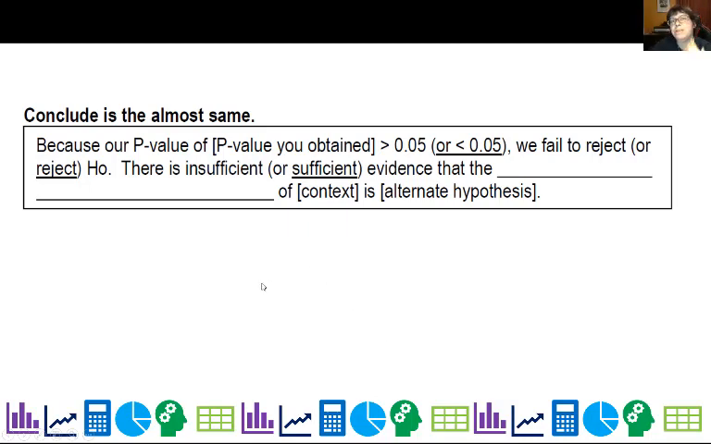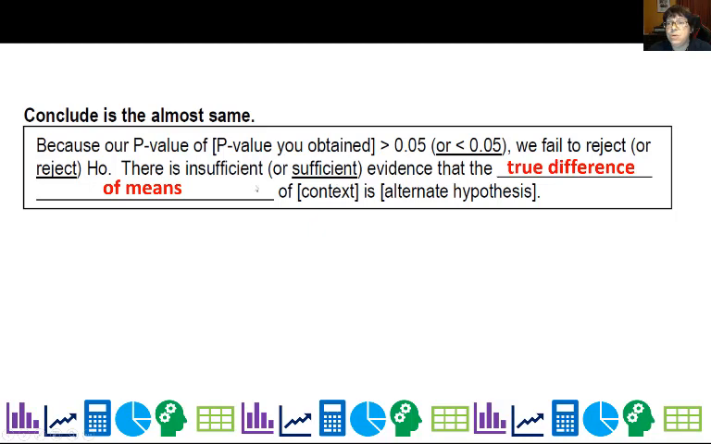Now remember, we have to talk about differences, and we always have to talk about context. Because our p-value is greater than or less than, and remember, use your given alpha, whatever it is. If they don't give you one, 0.05 is reasonable. Then we would either fail to reject or reject H naught. And then we either have insufficient or sufficient evidence that the true difference of means.